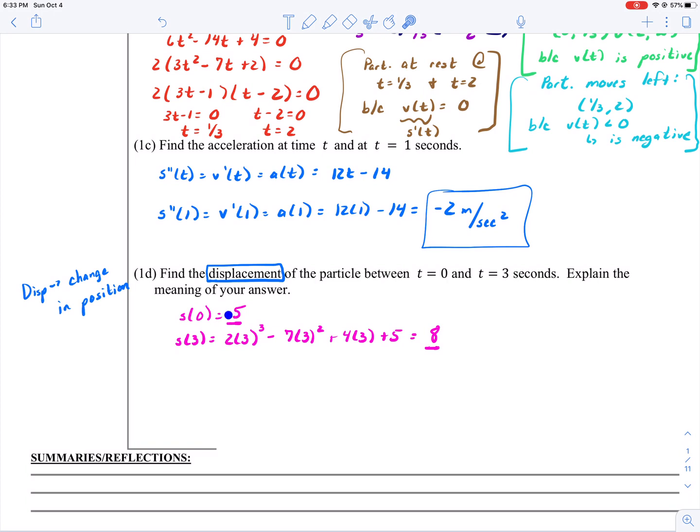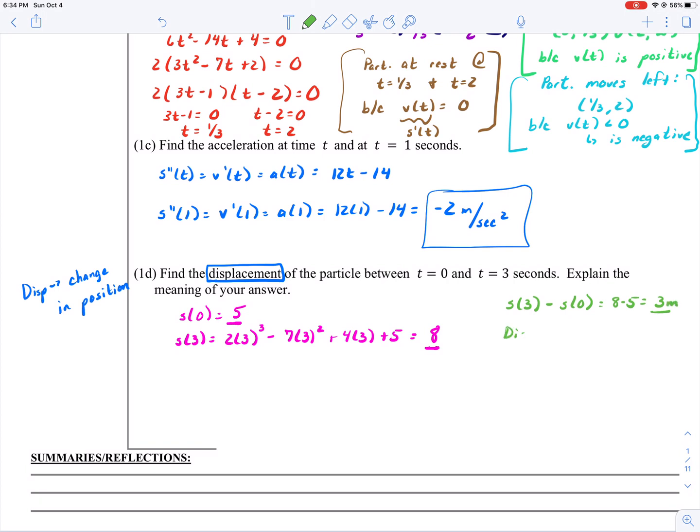So I found my position at 0, I found my position at 3. So displacement is my ability to find the difference between those. And the order of that difference really does matter because it's going to indicate whether or not my displacement is positive or negative. So remember, when we find the difference, we usually go from the one later, right? Minus, because anytime you subtract, the order matters. So where were you at 3 minus where were you originally? So this is going to end up being 8 minus 5. So you have a movement of 3 units, which is in fact 3 meters in this case.